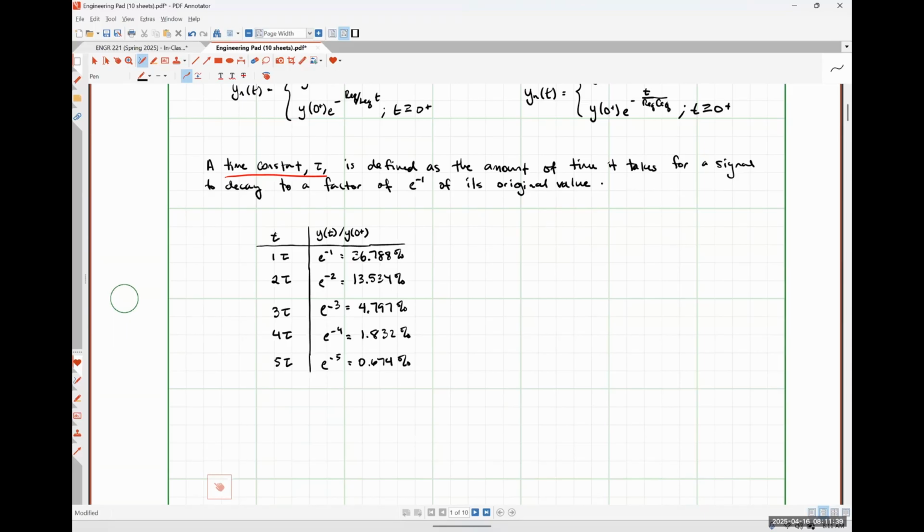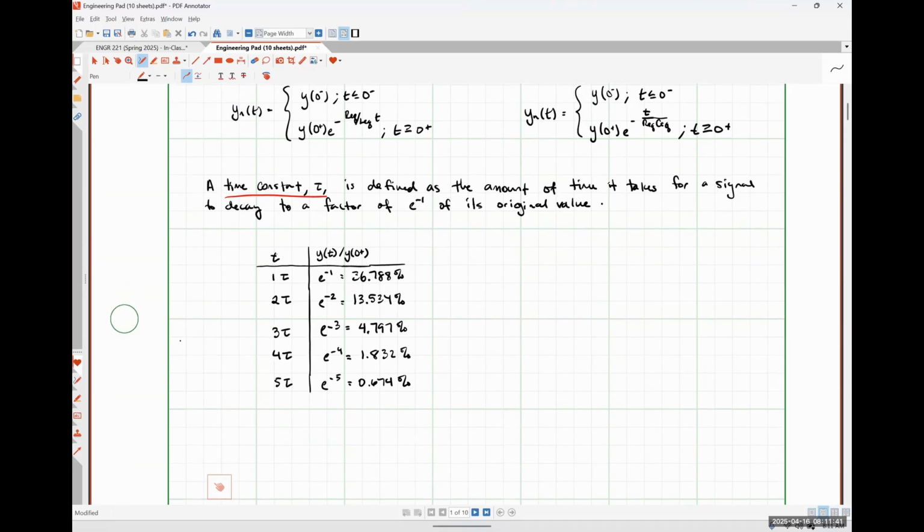So based on this definition that I have up here, where a time constant is defined as the amount of time it takes for the signal to reach a value of e to the minus 1, we can simply figure out what value of t causes that to happen for RL circuits and RC circuits, right? So for an RL circuit, our time constant tau is simply going to be LEQ divided by REQ.